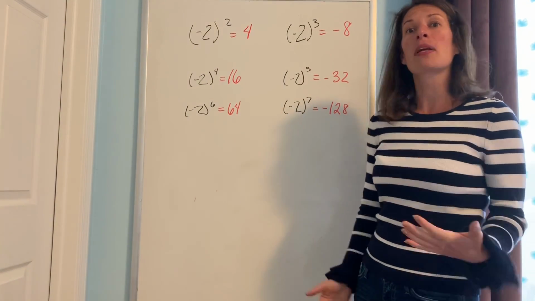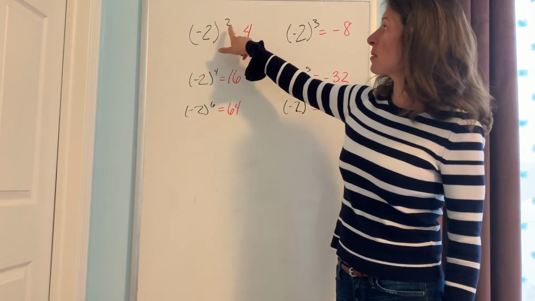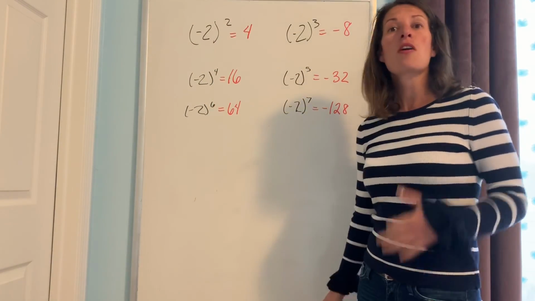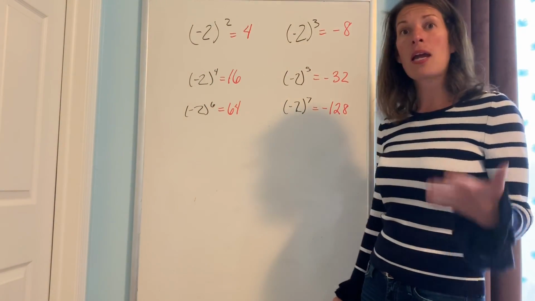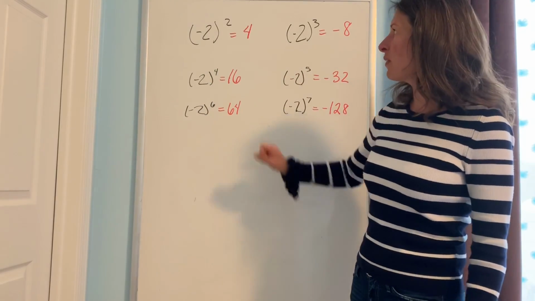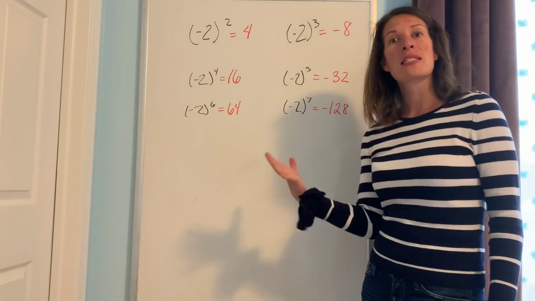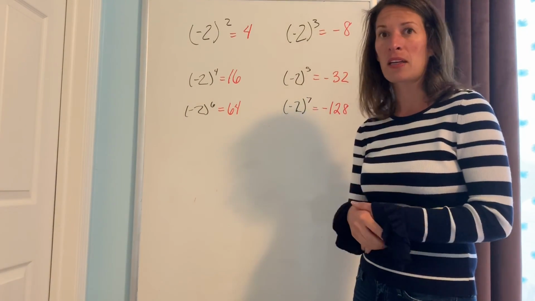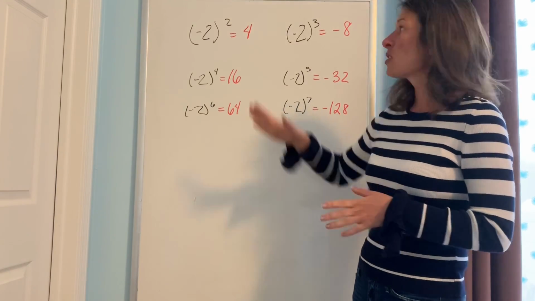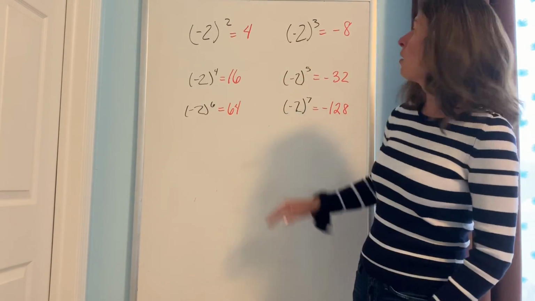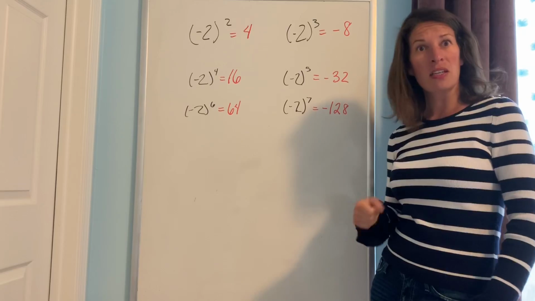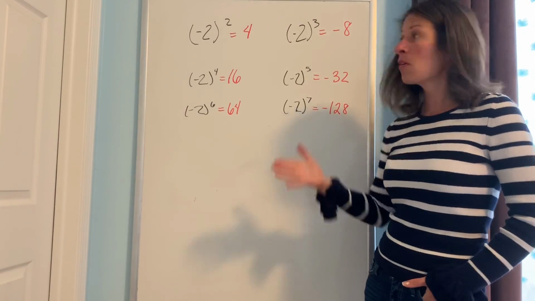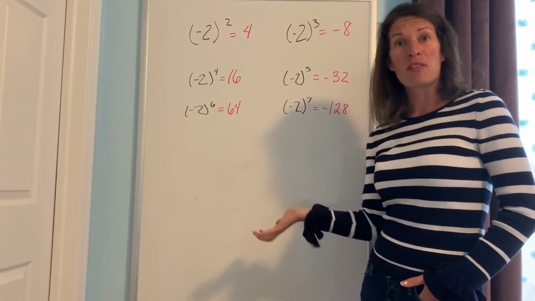So what I want you to realize is that each of these powers, 2, 4, and 6, those are even powers. And notice, when it's raised to an even power, it is a positive number because I have a negative times a negative. Even numbers of negatives. So it's going to be even. Where here, 3, 5, and 7, odd powers, we end up with a negative number.